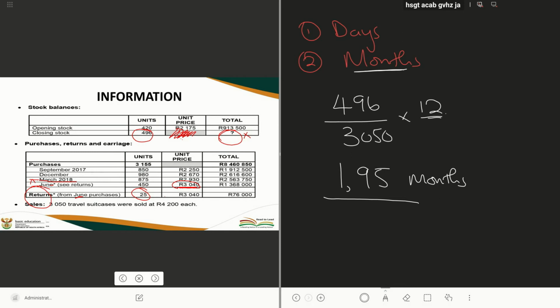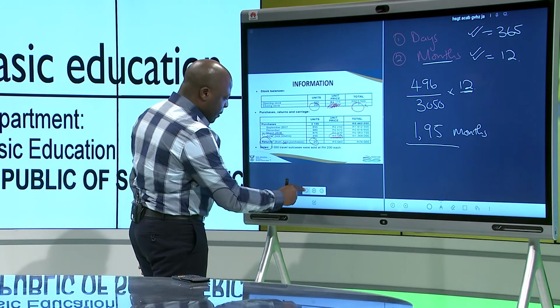All right? So you need to be very careful. The examiner will ask you either for an answer in days or an answer in months. So you need to read the instructions carefully and understand them very carefully. If they want it in days, you know you use 365 days. And if they want it in months, you know you're going to use 12 because there are 12 months in a year. Boys and girls, I want you to come with me to the next question.